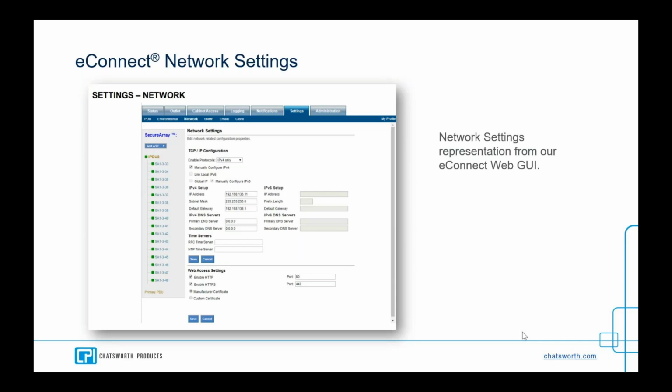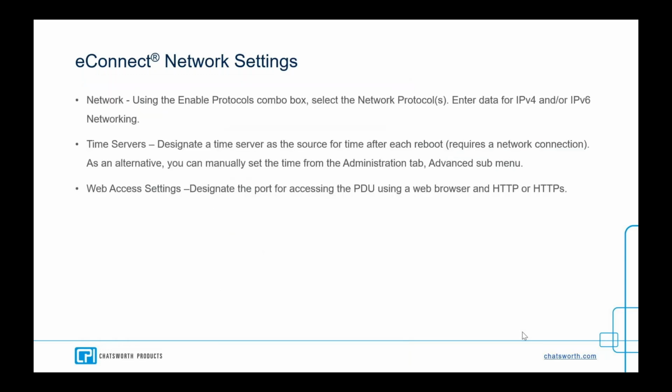The information cited on this slide is available in the user manual. It basically explains how to run the setup for the network, the time servers, and the web access settings. For the network, we want to use the Enable Protocols combo box and then select the protocols that are needed. This will allow you to enter data for the IPv4 and/or the IPv6.